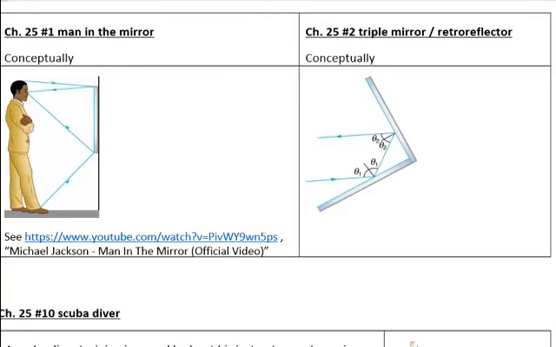Alright, so this is the recording for some of the problems for the optics homework. I'm going to start out with the first two here that I only deal with conceptually, even though they do actually require a numeric answer.